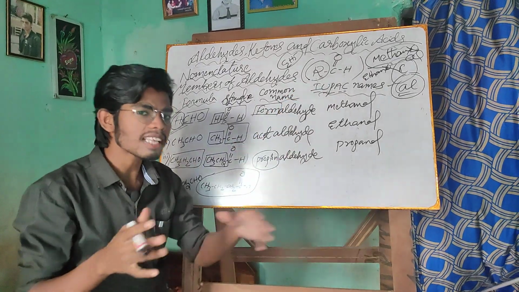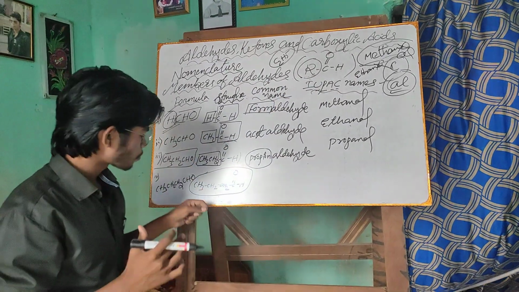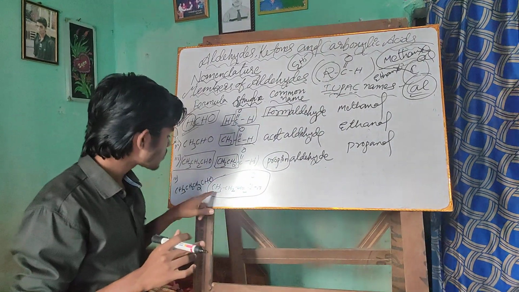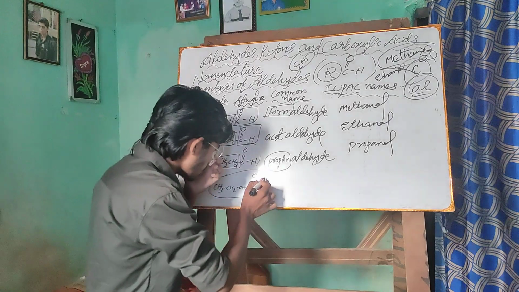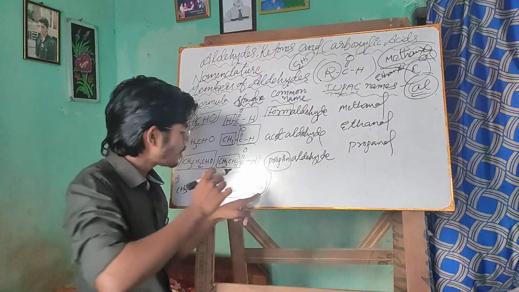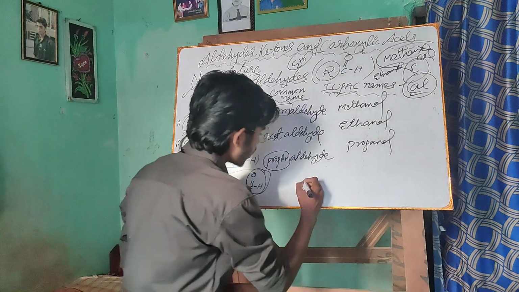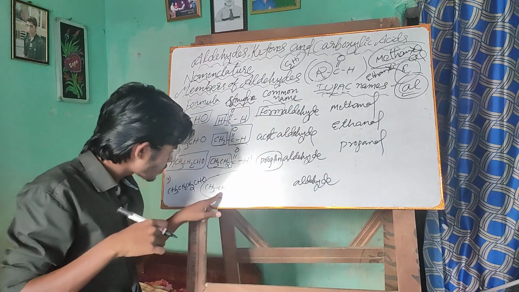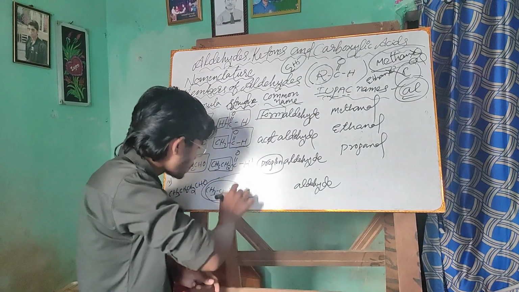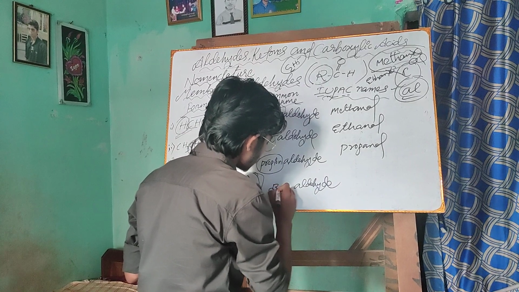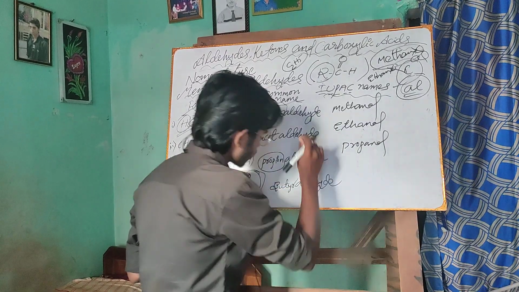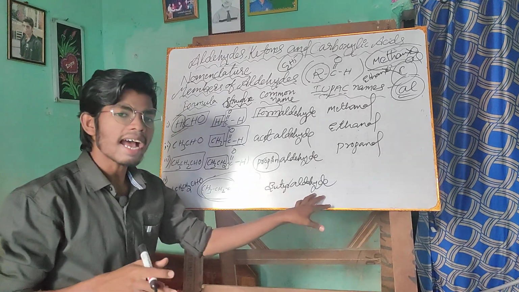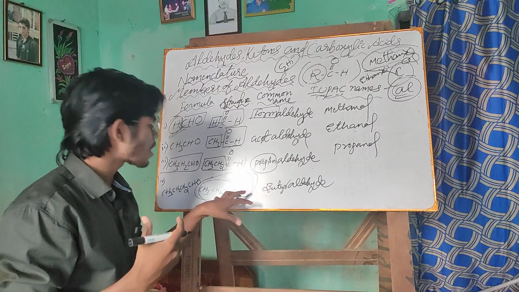In the place of this R you are putting various alkyl groups. Here in place of R, I have put the alkyl group CH3 CH2 CH2, and here the CHO is there. In place of CHO you can write aldehyde, and for CH3 CH2 CH2 you can write butane. Now what is the name of this compound? Butyraldehyde. So butyraldehyde is the common name of this compound.